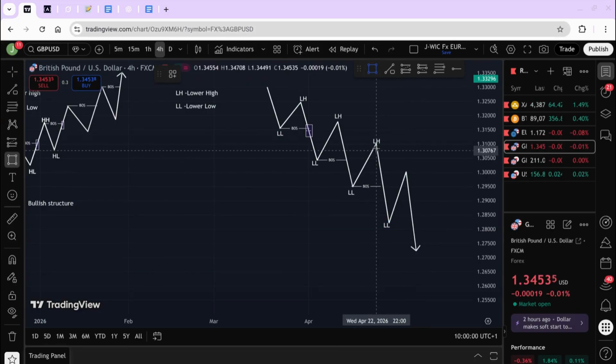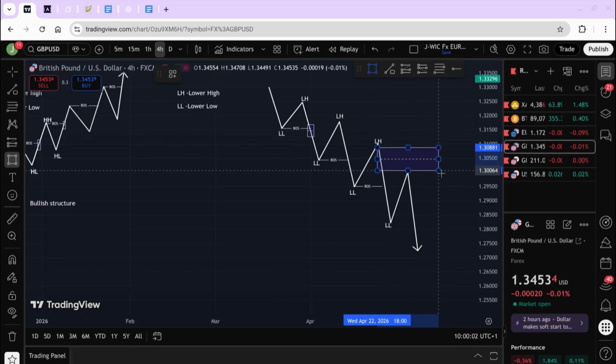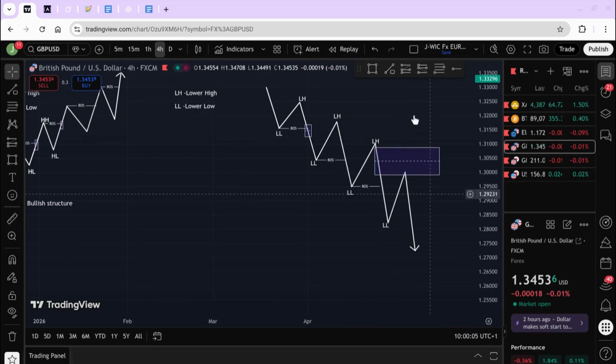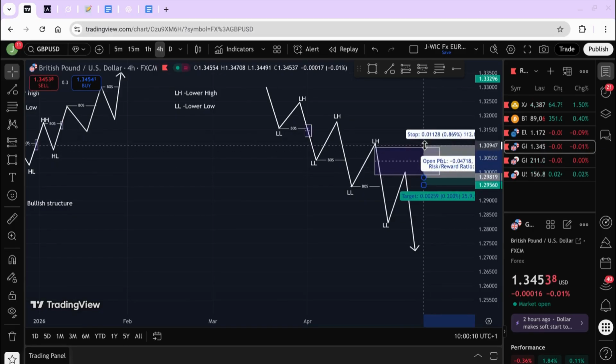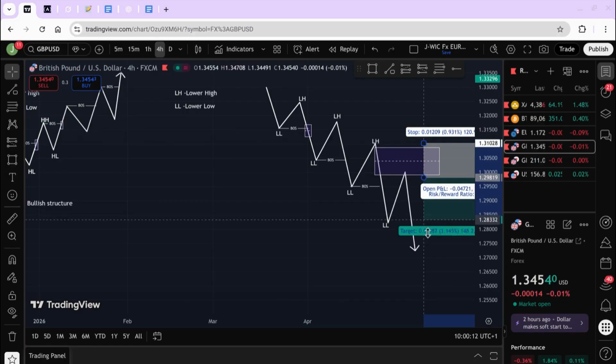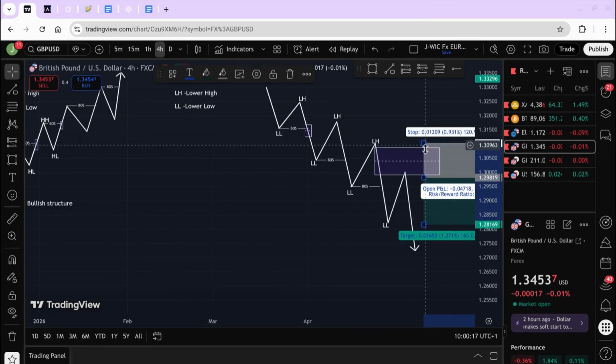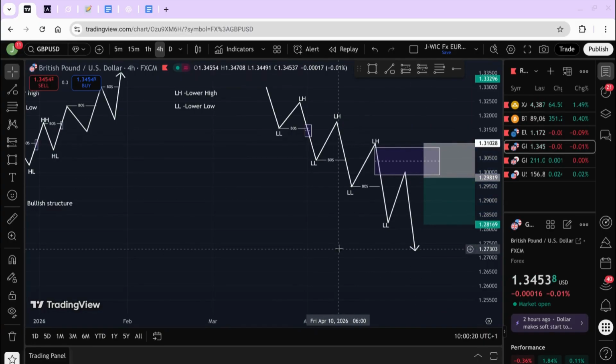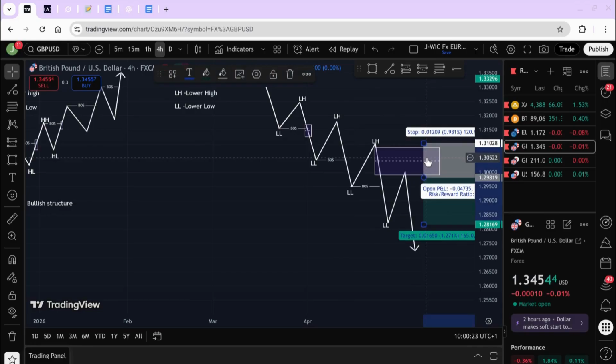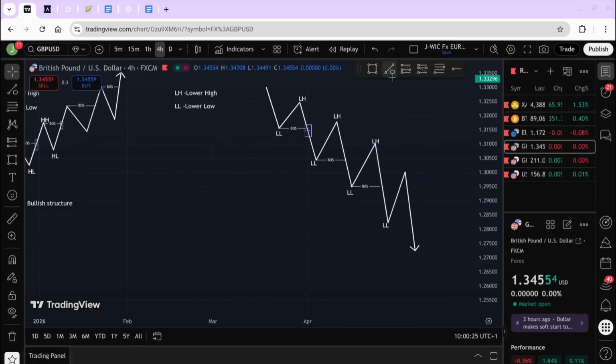Get my zones. Since I know the market will pull back, right? Going for a beautiful bearish sell. Where am I aiming? The next lower low there. That is it. That's just for reading structures.